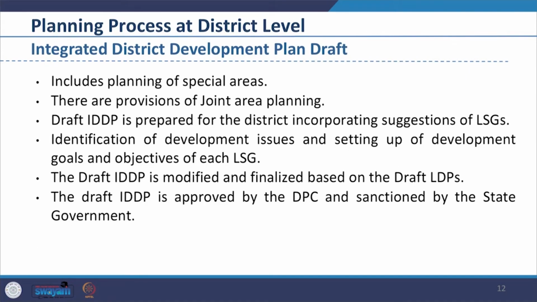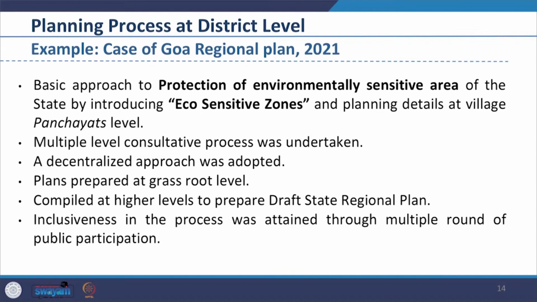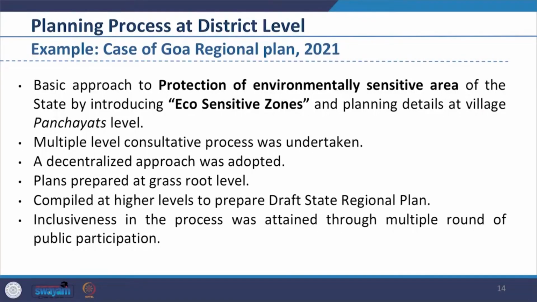modified and finalized. In case of Goa Regional Plan 2021, we see that the basic approach for preparation of Goa Regional Plan was protection of environmentally sensitive areas of the state by introducing eco-sensitive zones and planning details at village panchayat level. The regional plan gives a micro level planning of the state of Goa with the village panchayats as the planning units. Multiple level consultative process was undertaken in the preparation of the plan.